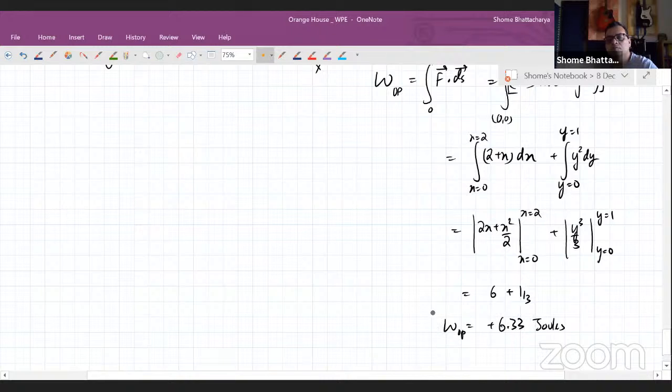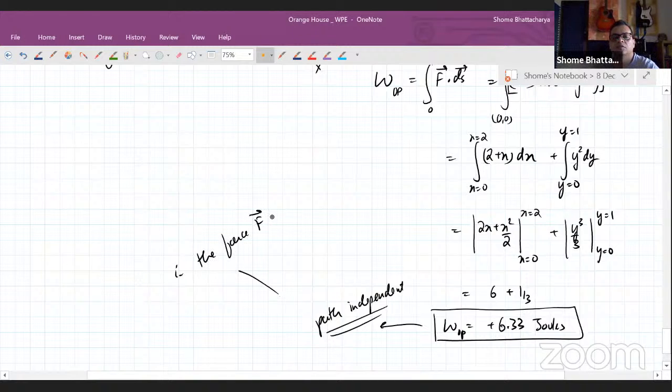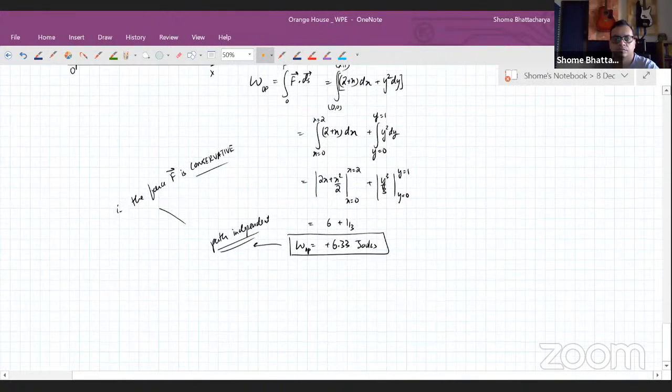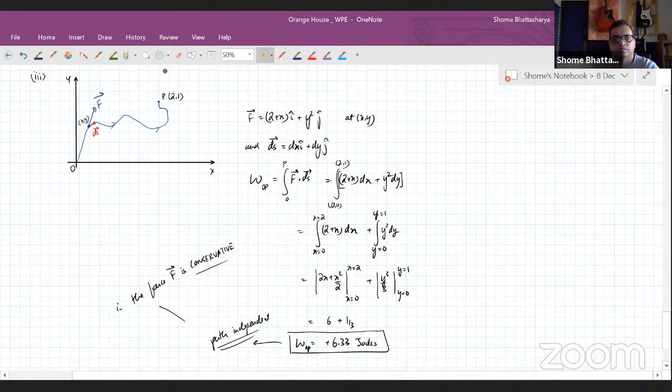So this work done is path independent. Therefore, the force F is conservative. So just make a note of this section now.